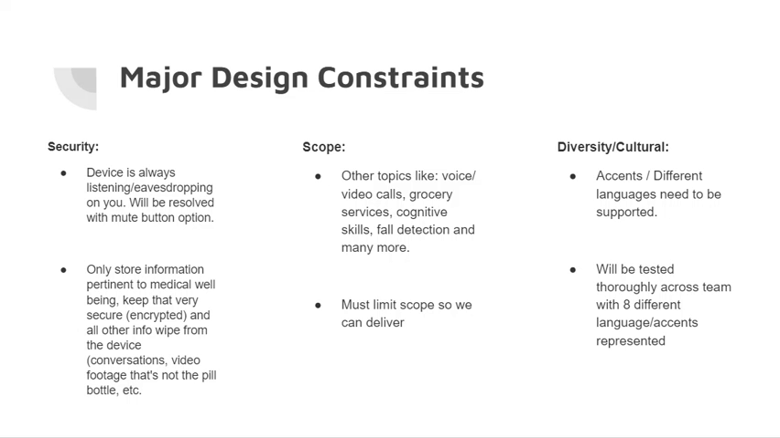Another design constraint is the scope of the project. We keep finding other topics that would be really helpful for elderly adults to maintain their independence. Some of those would be voice and video calls, grocery services, cognitive skills, fall detection, and many more. Those continually come up in our discussions, but we need to limit the scope so that we can deliver on what is asked of us. And if we have extra time or if this gets taken up by other people, then they can add those other features. Our main goal is to help elderly adults take their medication at the right time in the right way.